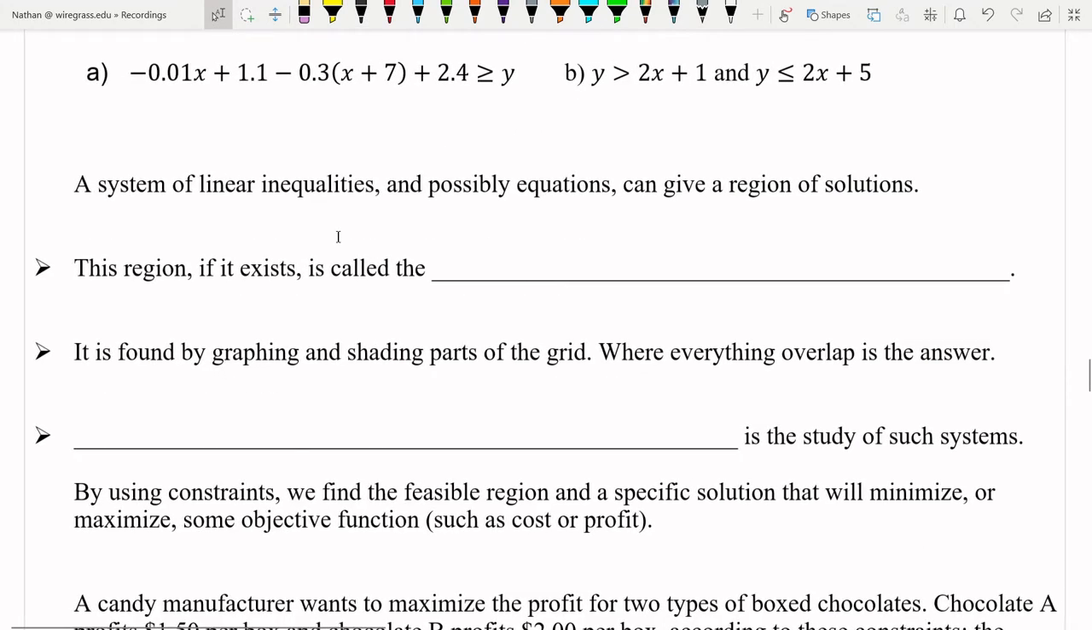So a system of linear inequalities could also have equations in that system, but if you have one inequality, then it kind of changes it. This can really have a region of solutions. And just like I showed you, x being greater than 2, you have a whole region of solutions. This region, if it exists, is called the feasible region.